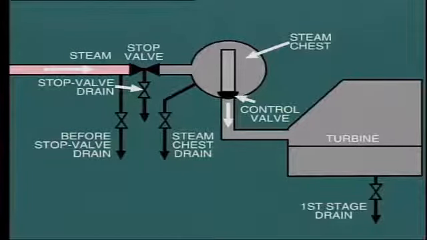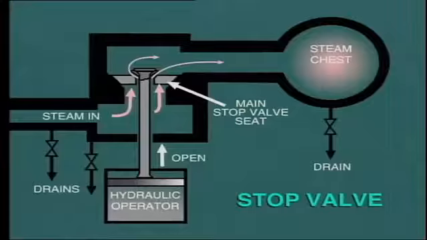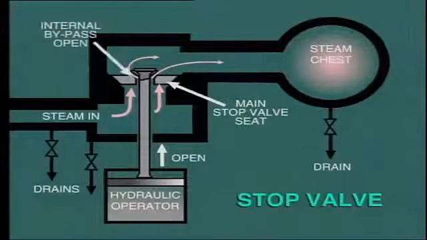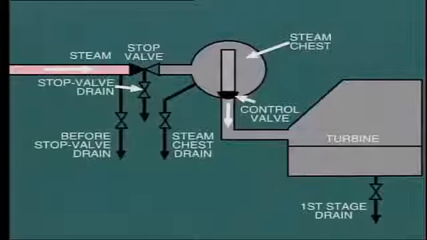Once the main steam line is charged to full boiler pressure, it is now time to charge the steam chest by opening the turbine stop valve. Most modern stop valves are equipped with an internal bypass, which allows a small flow of steam to enter the steam chest in order to raise the metal temperature at a controlled rate. Of course, the stop valve drains will be retained fully open during this maneuver.